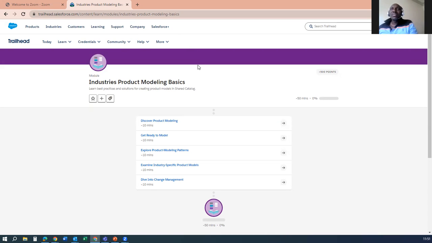Today, we are tackling a module called Industries Products Modeling Basics. This module has 5 units. We shall straight away go to the first unit. The first unit says Discover Product Modeling.